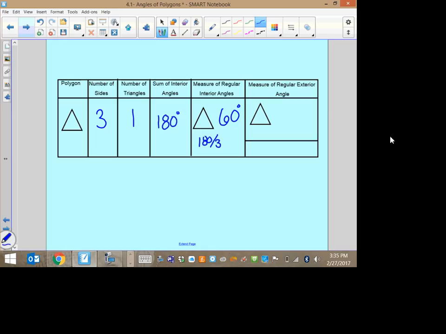Then the measure of regular exterior angles. We get that to be 120 degrees, because as a straight line, this all needs to be 180, so we can take 180 minus 60. And then note that if we added up all of these exterior angles, we would get 120 times 3. So we would get 360 degrees as a total. So note that for later.